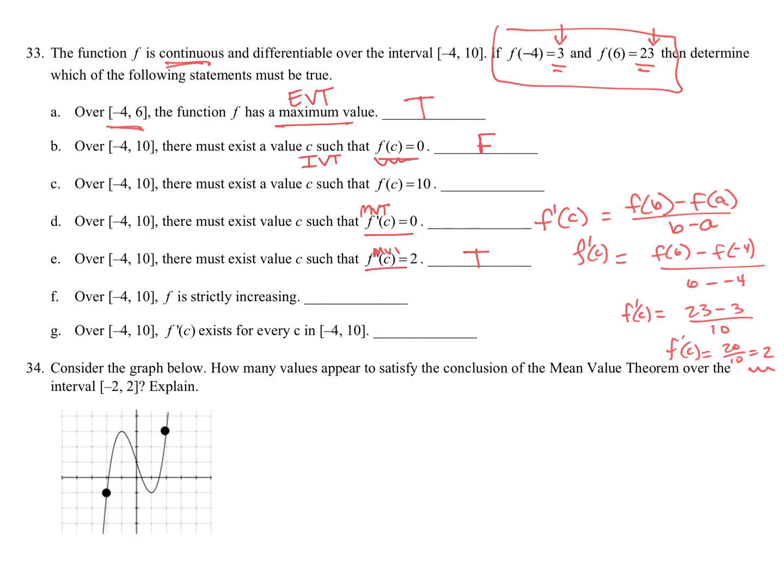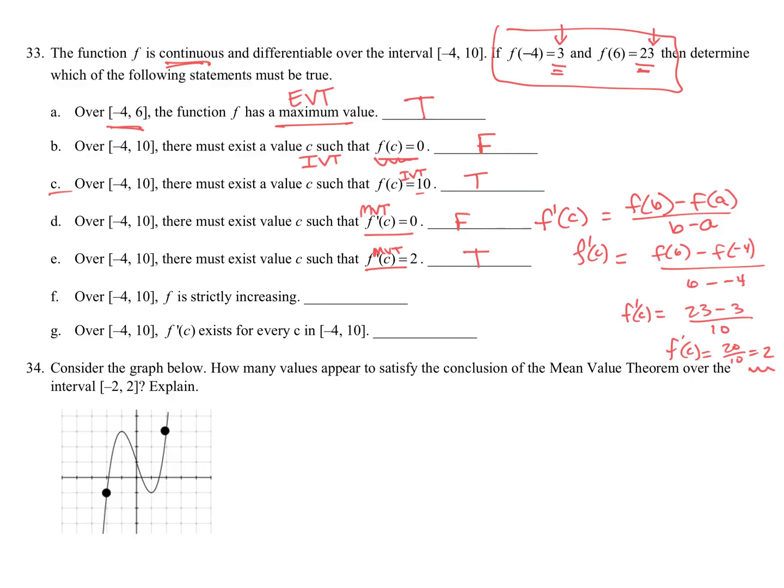It's also an MVT. But I'm not guaranteed that f prime is going to equal 0. So I'm going to have to put a false for that one. And I just realized that I skipped C. Oops. C, again, was the IVT problem. And are we guaranteed to pass through 10? So from a height of 3 to a height of 23, I must have passed through 10 on the way, because 10 is between 3 and 23.